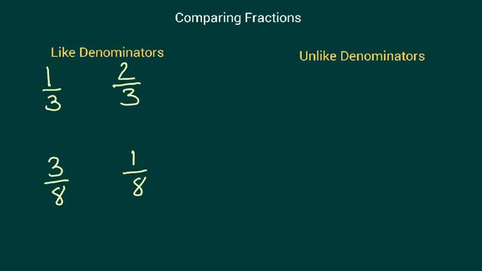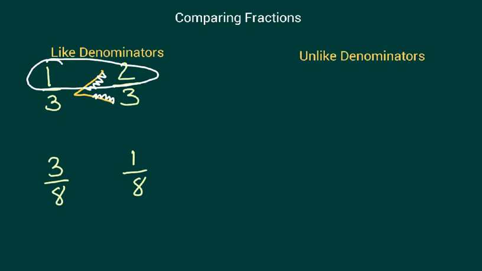So let's try a couple more examples. Listed we have fractions with like denominators, or denominators that are the same. So I'm going to take a look. Okay, I'm going to move my eyes up to my numerators, and I'm going to say to myself, which is larger, 1 or 2? Well, in this case, 2 is larger, so I can write my inequality as 1/3 is less than 2/3. And if you can't quite remember about your inequality, just think of it like an alligator. And that alligator wants to eat the larger number.